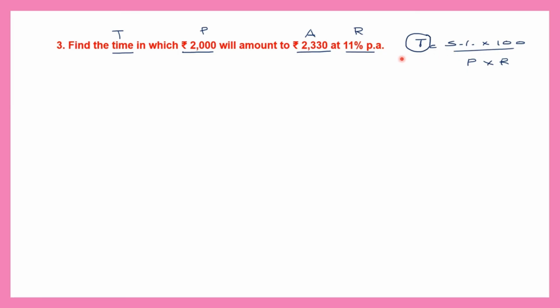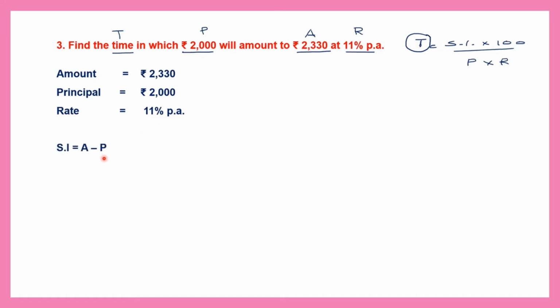So first let's write what's given to us. Amount is given to us. Principal is given to us and the rate of interest is given to us. So now we need to first find simple interest. Only then can we find time. So how do we find simple interest?